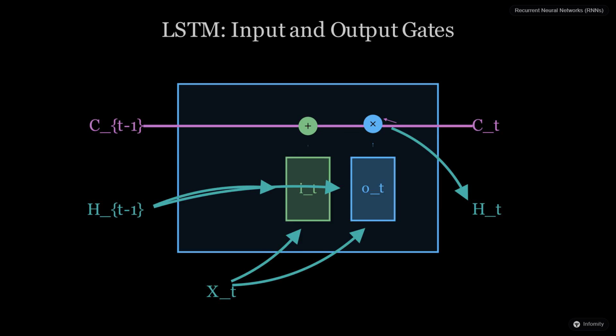Our note-taking assistant uses its input gate to carefully select new facts from the current page to add to the notes. Then, its output gate decides which key takeaways from the entire updated notebook should be highlighted as the current chapter's main point, ready for the next page.